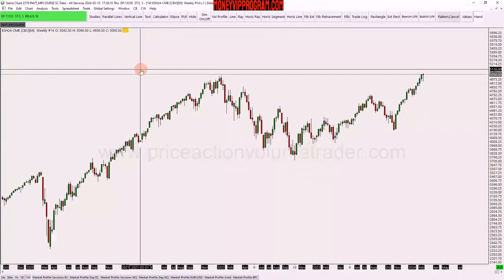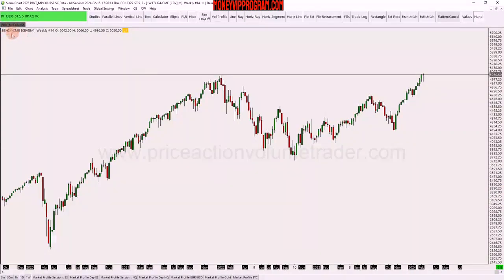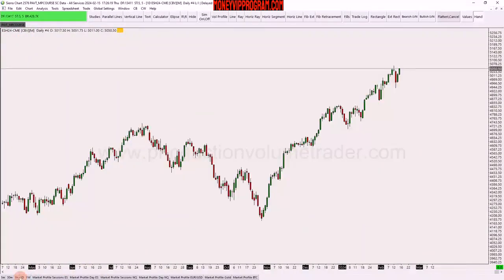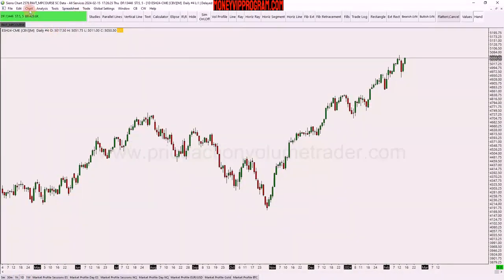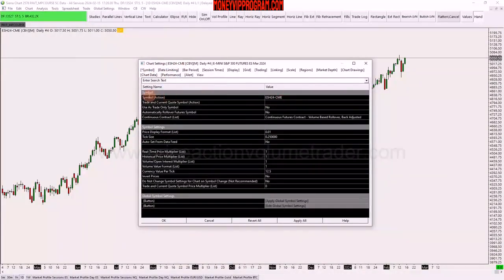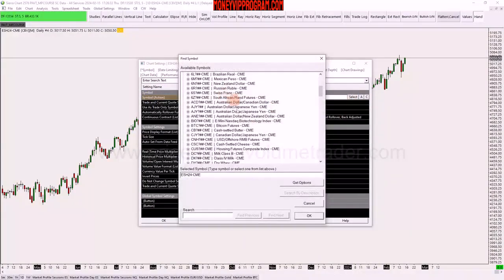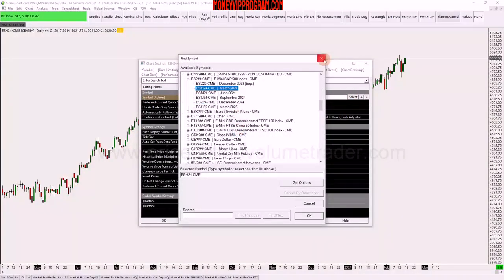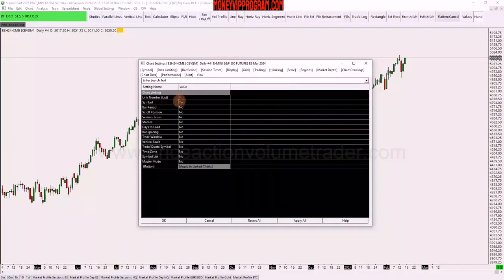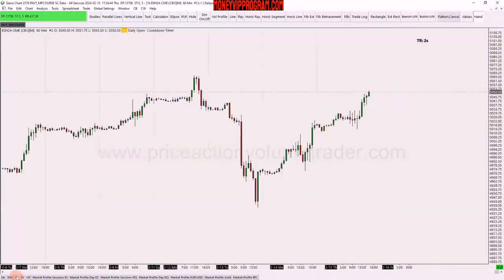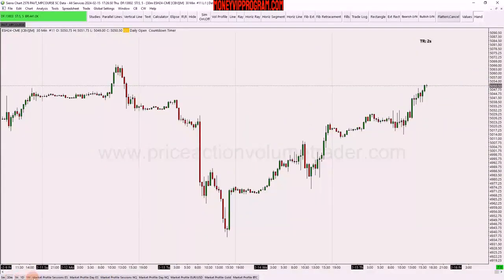This is all, by the way, preset to the E-mini S&P 500 market. This is the current contract for March 2024, but you can change whatever symbol you want on this chart. If you trade another market, you come to chart settings, and then under symbol, you click select, and you have a whole list of markets that you can change to. All the charts are already linked, so if you change the symbol on any of these charts, it's going to change all the other time-based charts as well.